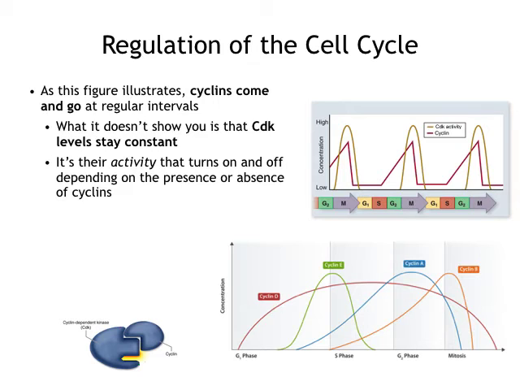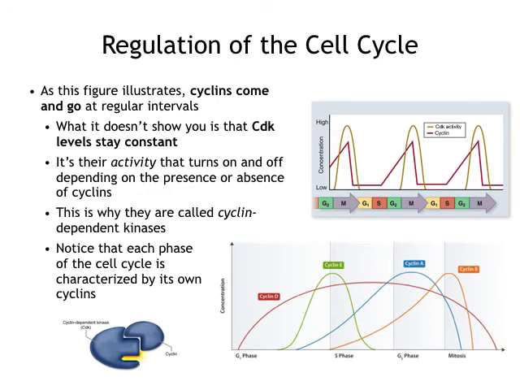But the levels of the CDKs are not changing. They're constant. They're just being turned on and off by the cyclins. That's why they're called cyclin-dependent kinases. And like I said, each phase of the cell cycle is characterized by its own cyclins.